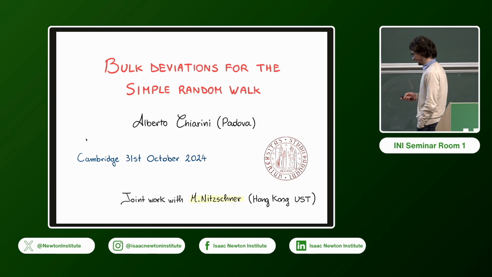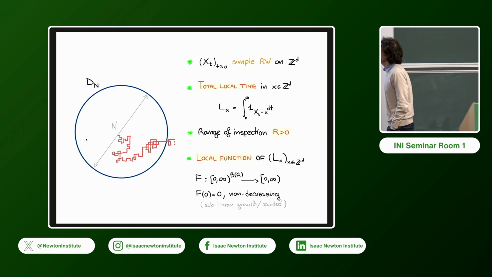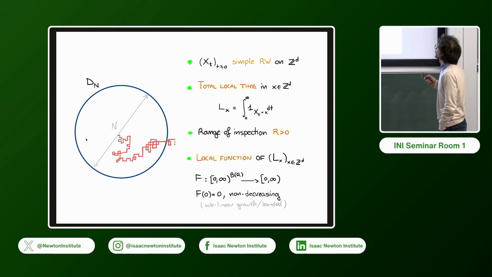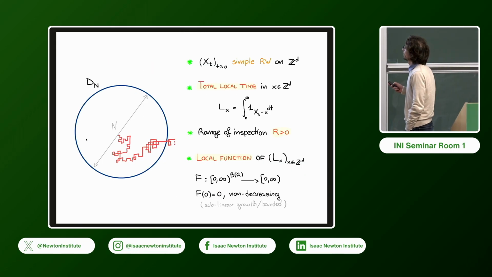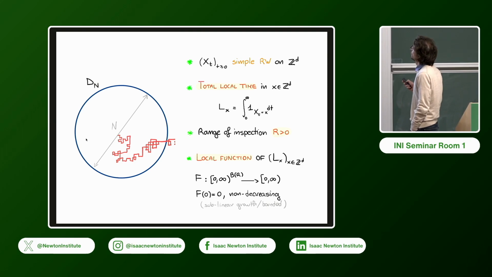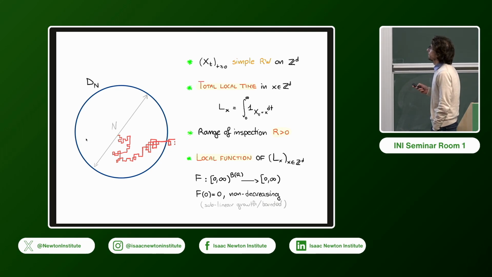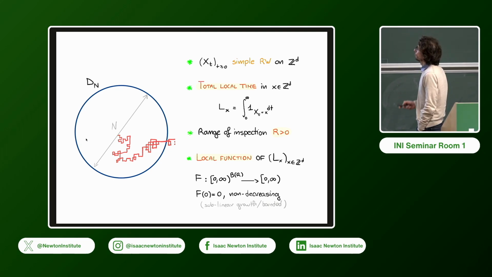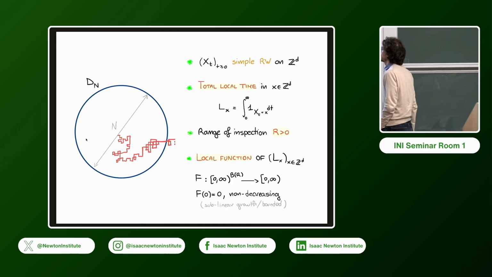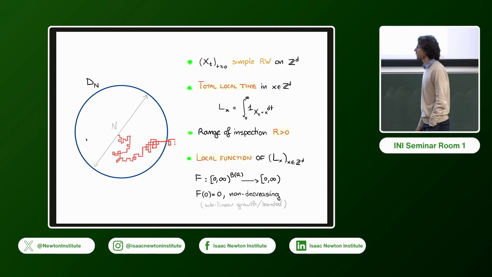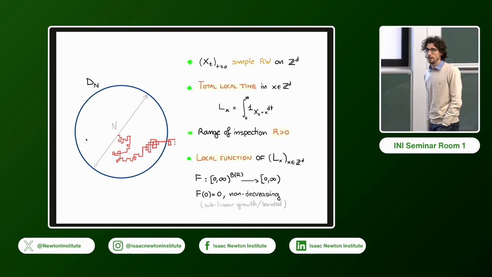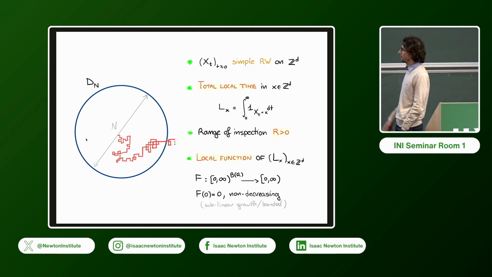Okay, let's start with the simple notation. We have the simple random walk on Z^d. We are interested in looking at the occupation time field of the simple random walk. So this is the amount of time that the random walk spends at every site on Z^d. As you will see quickly, the dimension we are interested in is greater or equal than 3.